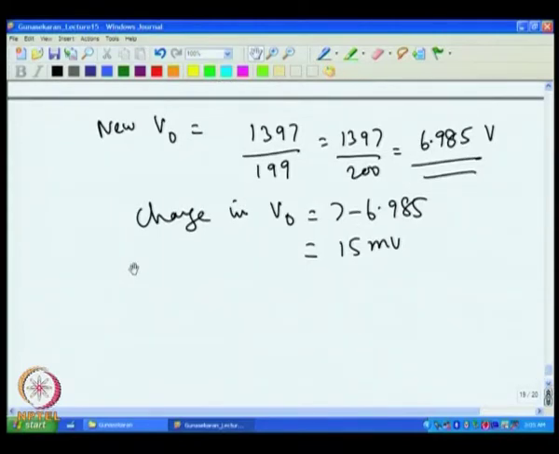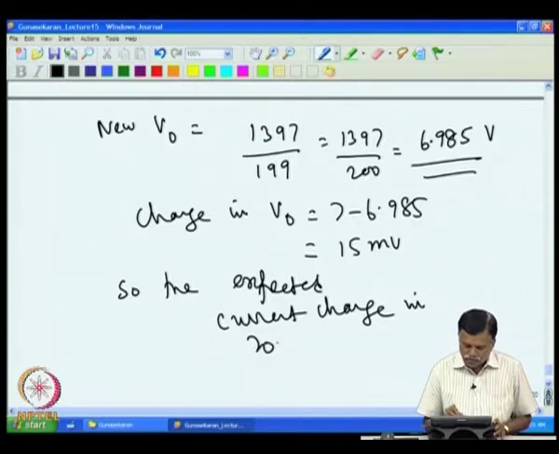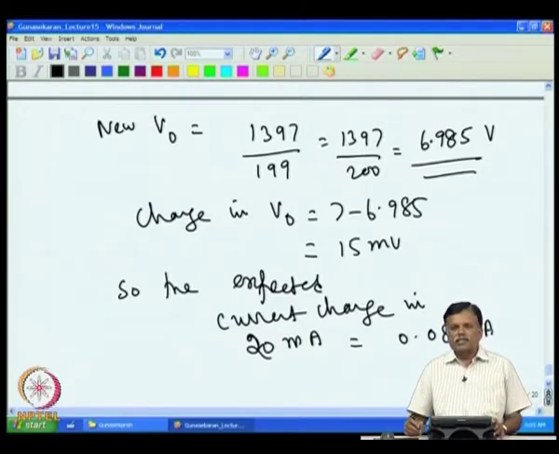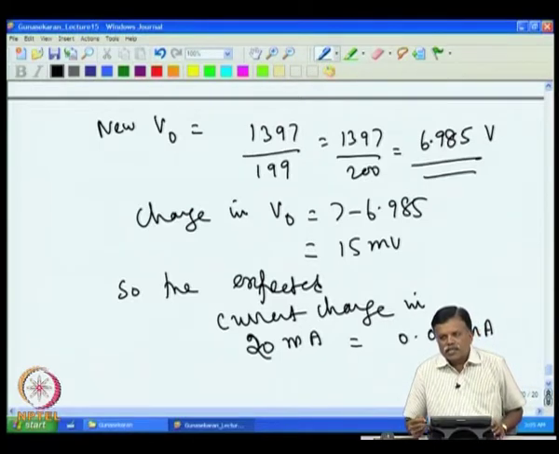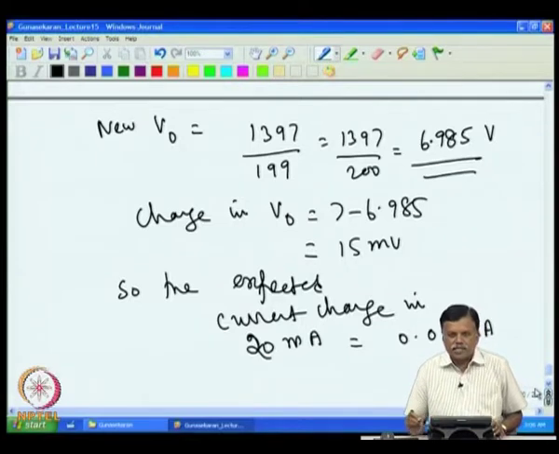So the expected current change in 20 milliampere is equal to 0.08 milliampere. This is the same as what we calculated in the previous case. So this is how we have to calculate current change due to the resistance drift. Resistance drift we considered only at the voltage regulator stage. We are not considering the resistance change in the current transmitter part.